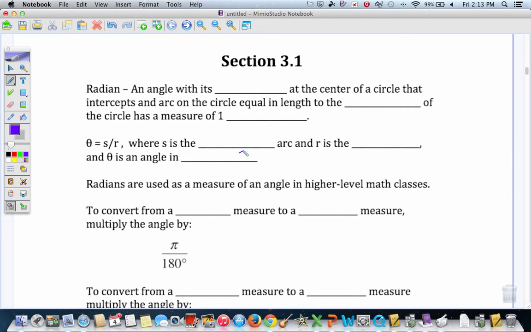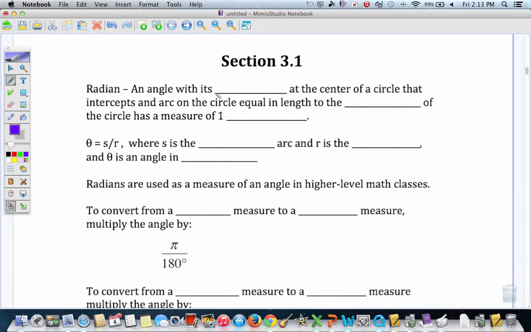Starting in Chapter 3 here, we're going to take a look at a different way to measure angles called radian measure. Radian measures are used in upper level mathematics. As you move forward, the degree measure will kind of play second fiddle to radian measure.